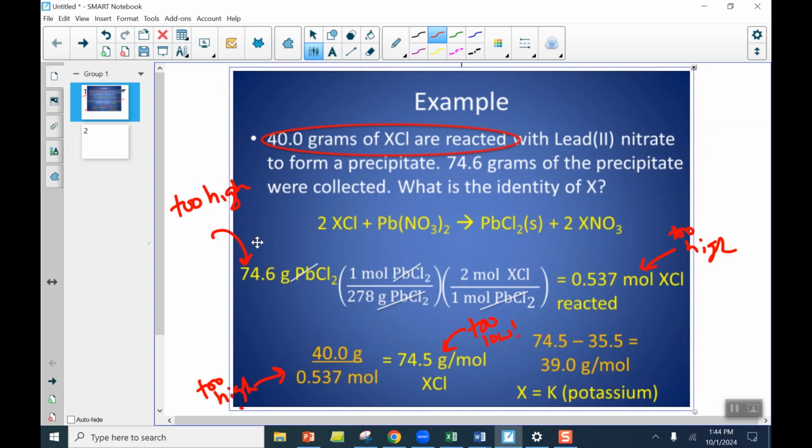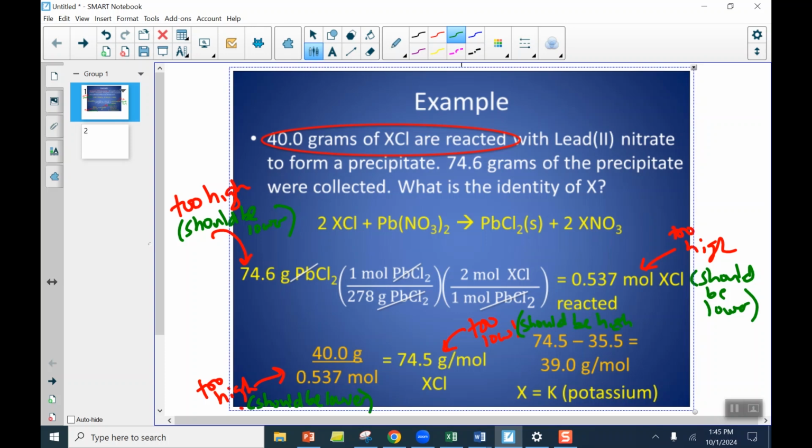It should be higher. And I like to talk in terms of too high, too low, because I see it phrased like that on the AP exam a lot. But for some people, it clicks more to say should be higher or should be lower, and it's really the same thing. So if this precipitate is too high, it means it should be lower. This 74.6 grams includes not only PbCl2, but also water. So if that should be lower, then the XCl2 moles calculated should be lower. This denominator should be lower, and the molar mass that I calculate based off of this should be higher. That is the exact same thing.